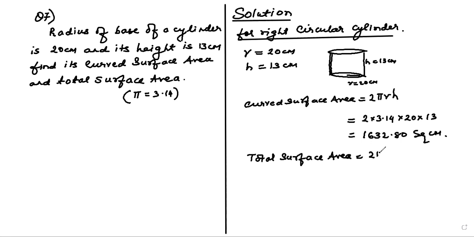So 2 pi r h alone is above, so here I will add h plus r. So what will happen now? 2 into 3.14 into radius, which is how much, children? 20, into h plus r. H is how much, children? 13 plus 20. So 2 into 3.14 is 6.28, and 6.28 into 20.